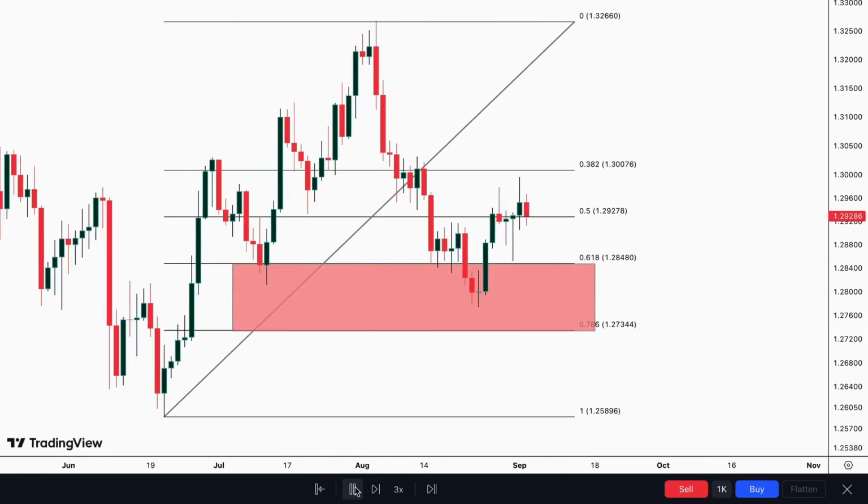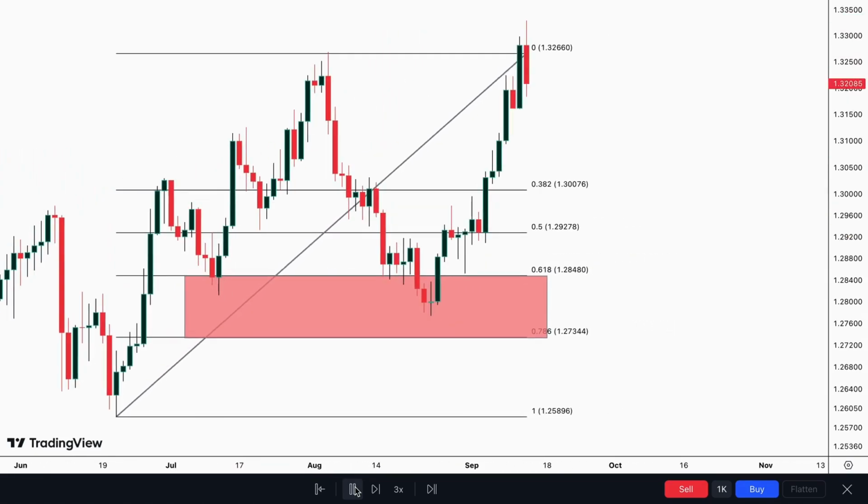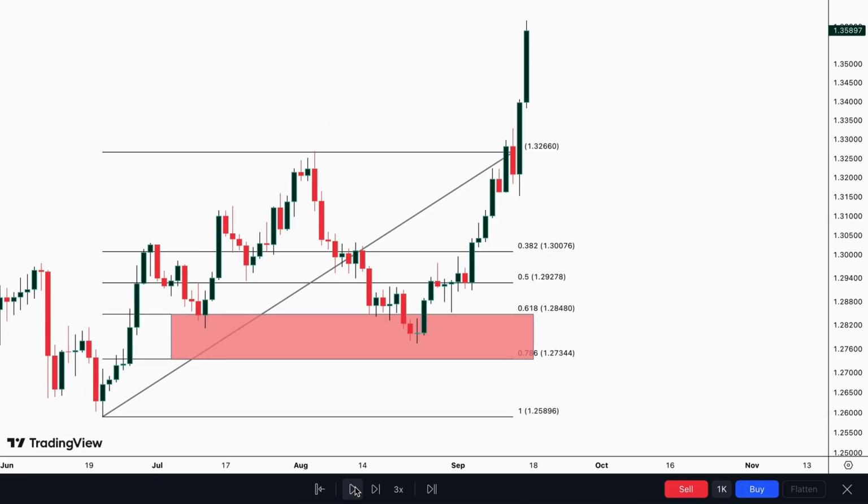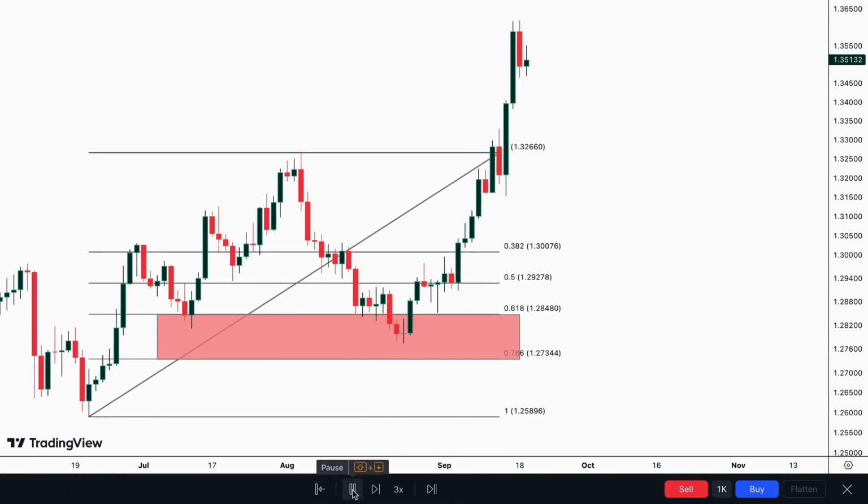Yeah, as you can see, guys, the market just touched that point and moved very far. There are a lot of pips here from this point to this point. So this is how you can catch a big move by using this Fibonacci. Okay, let us proceed, guys, and see what the market does.